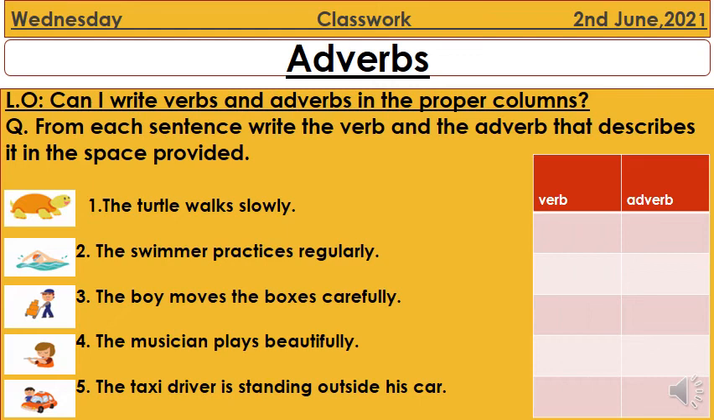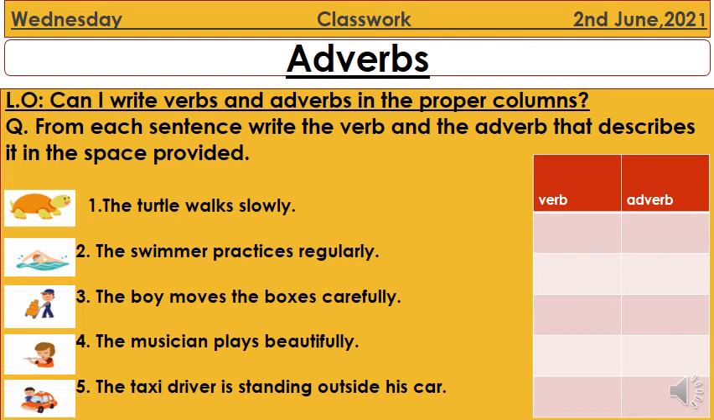Okay, now go to the second sentence. Read it with me again. The swimmer practices regularly. So what is the verb here? The action word. And what is the adverb? Write it separately. Number 3. The boy moves the boxes carefully. So what is the action word here in this sentence, or you can say the verb? And how he moves the boxes? So what is the adverb here? Write it in the proper columns.